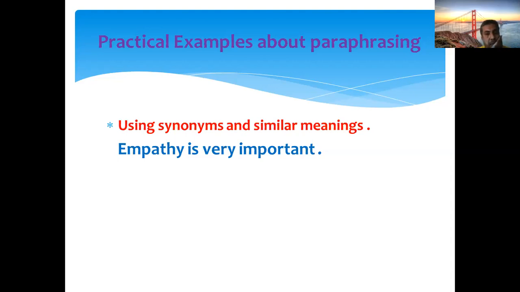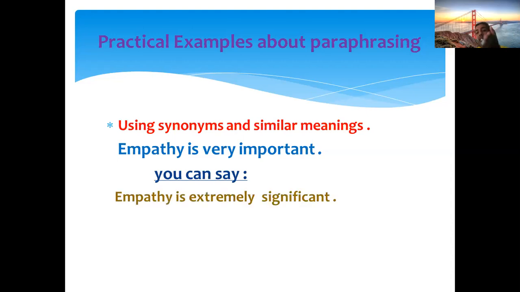So how can we use synonyms to change this sentence? You can say empathy is extremely significant. What did I do? I replaced the word very with its synonym, which is extremely. I also replaced the word important with its synonym, which is significant. Also, you can say empathy is greatly essential. I replaced the word very with the word greatly, and I replaced the word important with the word essential. In this way, we change the sentence by using the technique which is called synonyms.